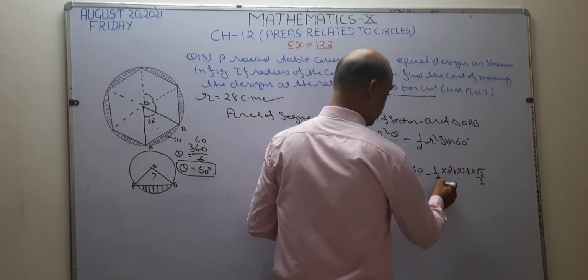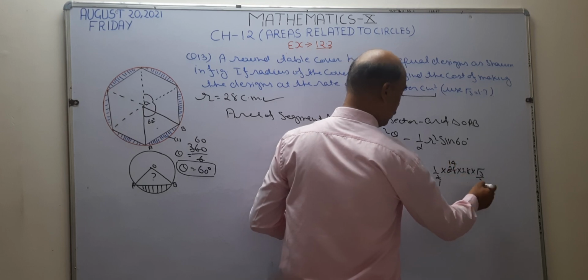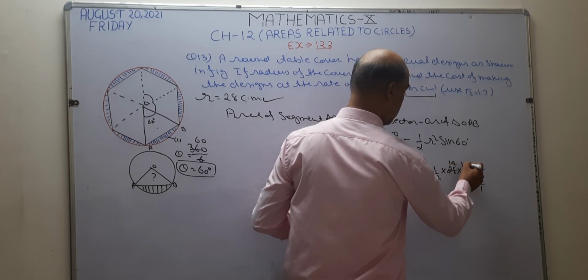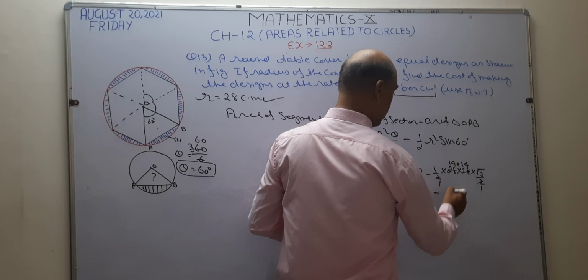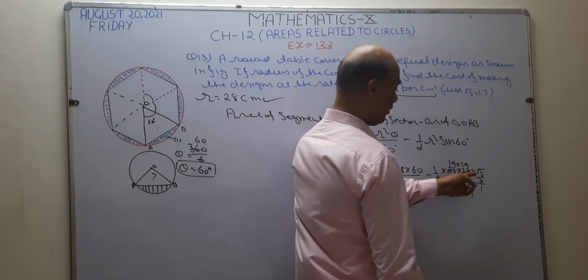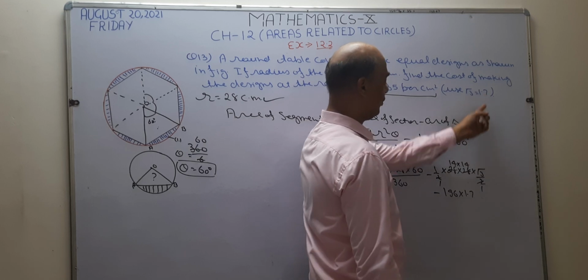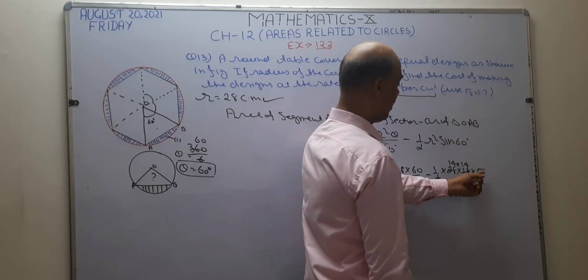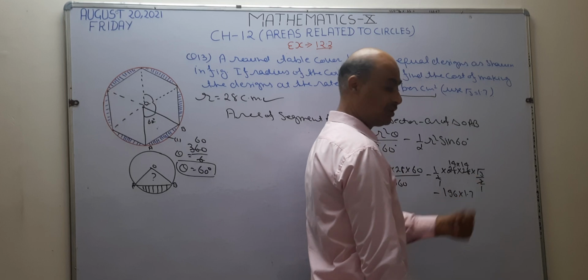Now see, 2 1s are 2, 2 4s are 14, so this becomes 14 into 14, 196 into 1.7. The value of root 3 is given, which is equal to 1.7. So I want to use this value; instead of root 3, I will write 1.7.